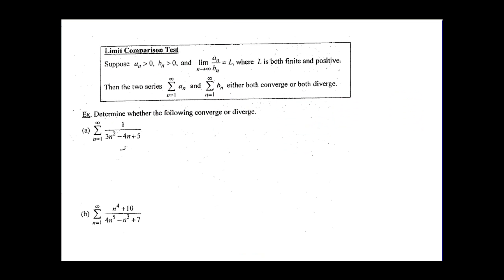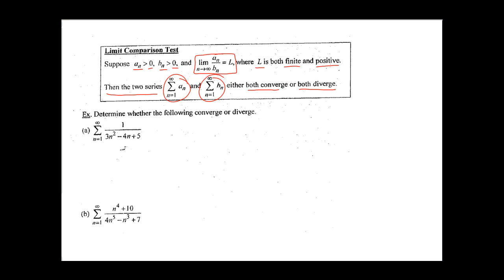Limit comparison test. It says suppose a sub n is greater than 0 and b sub n is greater than 0, and the limit of a sub n over b sub n equals some value L, where L is finite, so in other words a number, and it must be positive. If all these conditions are met, then the two series either both converge or both diverge together. So let's determine whether the following converge or diverge.